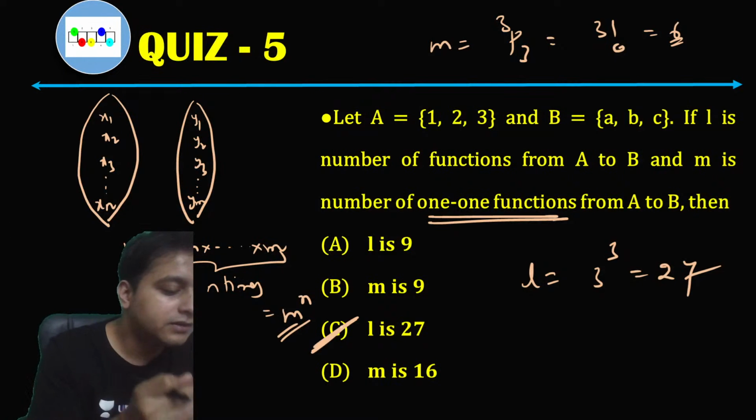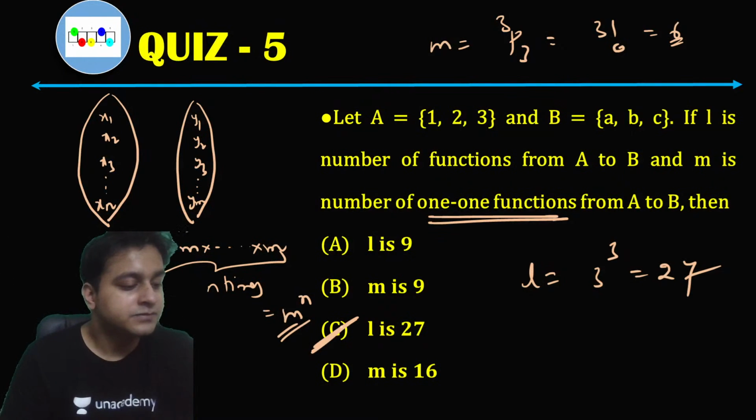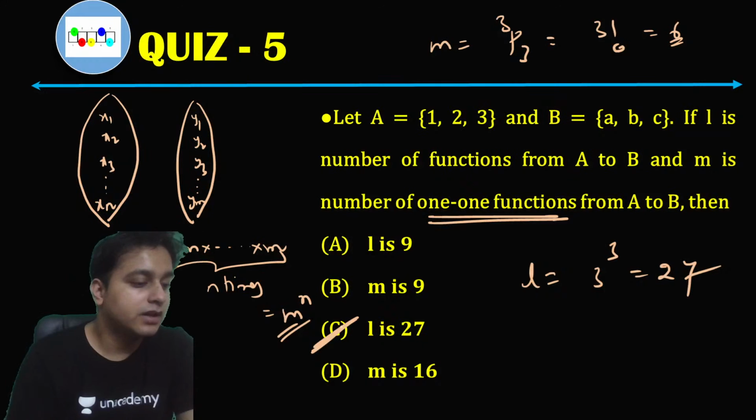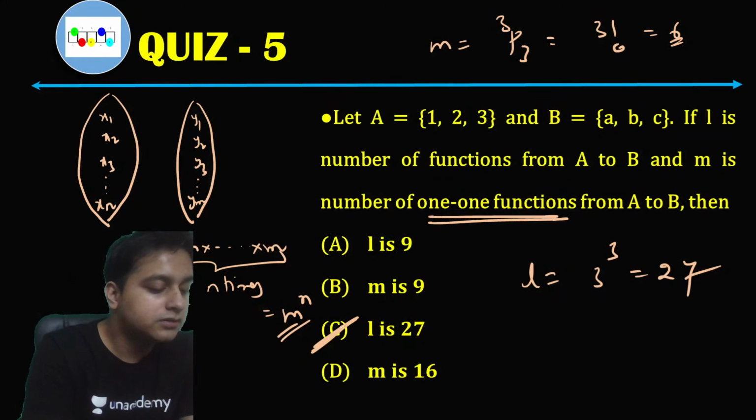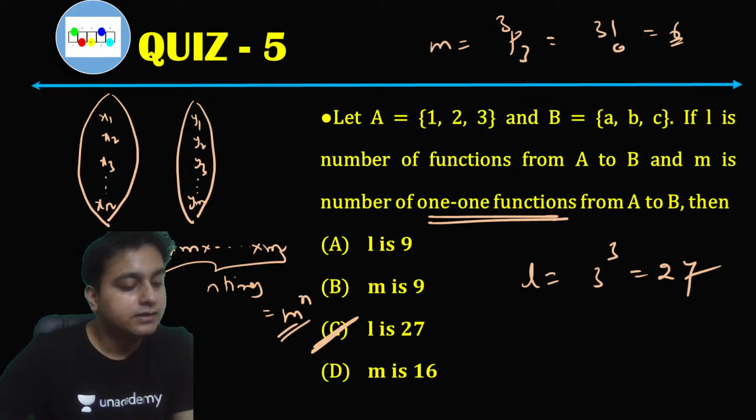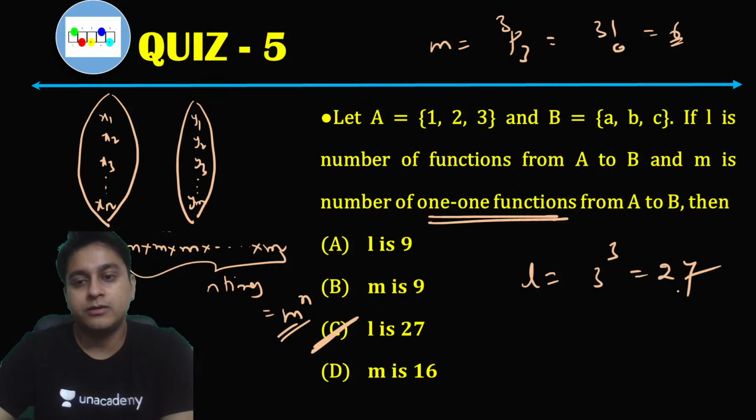Okay, everyone. Understood, guys? Sindhuja, Manisa, everyone watching? Understood? Great. C is the correct answer. Okay? So L is 27 and M is 6. Next.